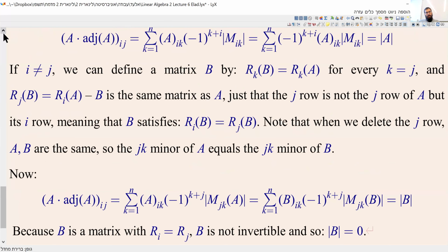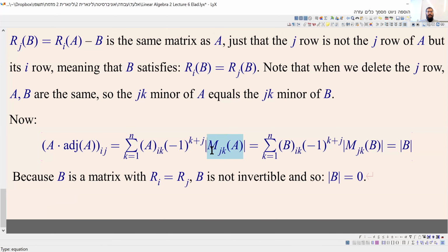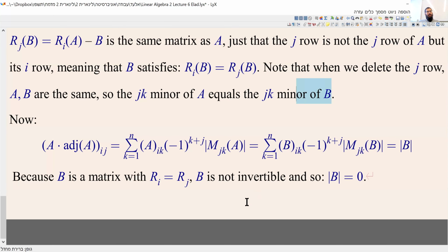So there's a single row that we define as j here, where instead of putting what's in A, we put the result of the minor function. Yeah. Because in the calculation we take out one row and one column. After you delete this one row, you get the same matrix. So you can think of the jk minor of A as the same as the jk minor of B.